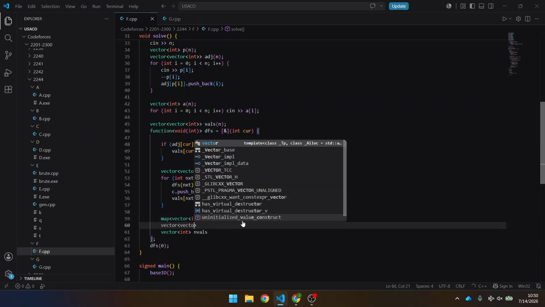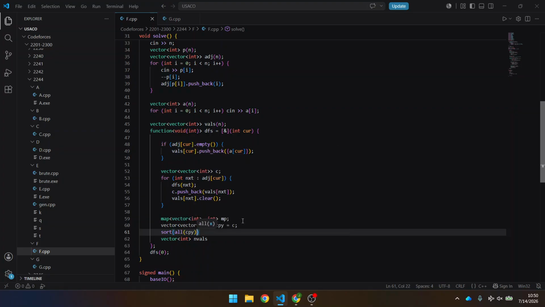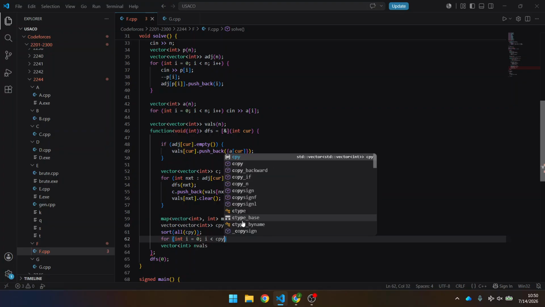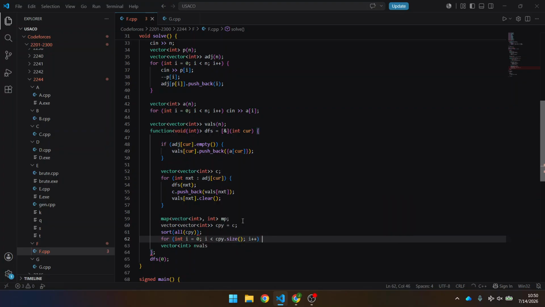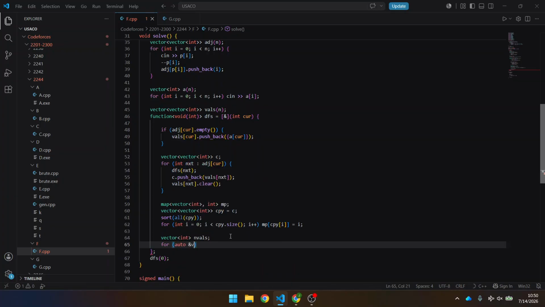So vector and copy to C, sort of CPY, running I from 0, while I is less than CPY size, MP of CPY equal to I. For auto and V and C, and vals dot pushback and PV.